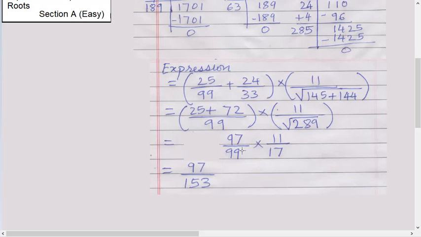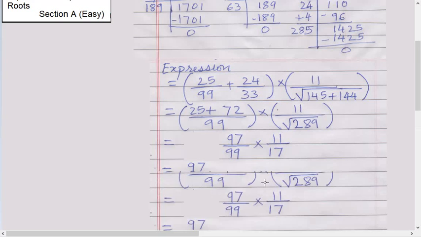11 ones are 11, 11 nines are 99. Okay. So 17 into 9, 153. 97 upon 153. That is the required answer.